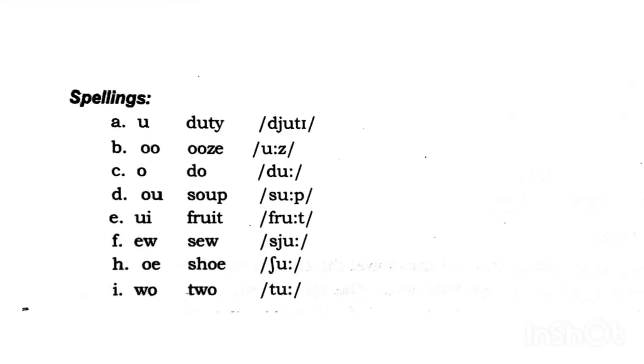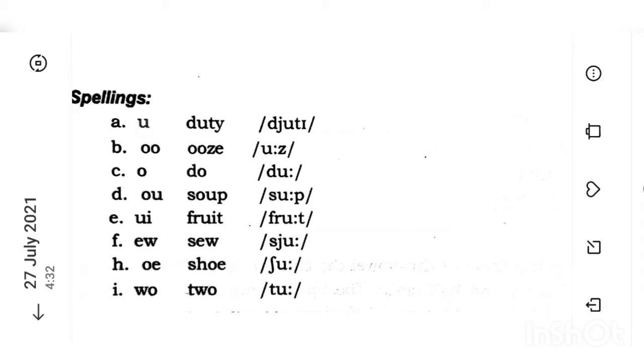The other spellings, duty. As I told you, this is a long vowel and the symbol is missing. There is supposed to be the two dots over here. Ooze, as we saw earlier. In the first word, U stands for the vowel sound, oo. In the second one, two O's stand for the vowel sound. Then do. Here O represents vowel sound oo.